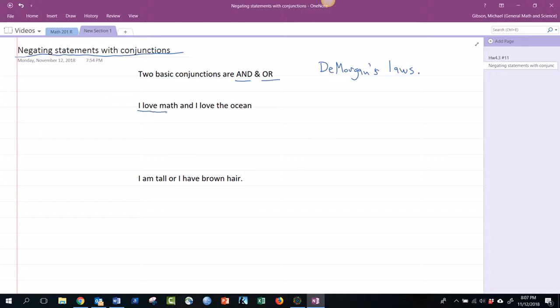I love math and I love the ocean. Okay, so this is only true if the statements on both sides of the and are true, right? An and is only true if both pieces are true. So if this whole statement is true, that means I love math is true and I love the ocean is true. Now, if we want to write the negation following De Morgan's laws, we have to negate both of the phrases, and we have to change the and.